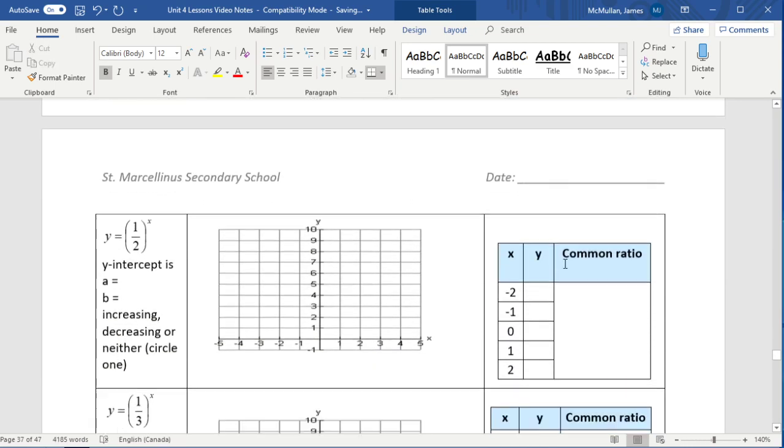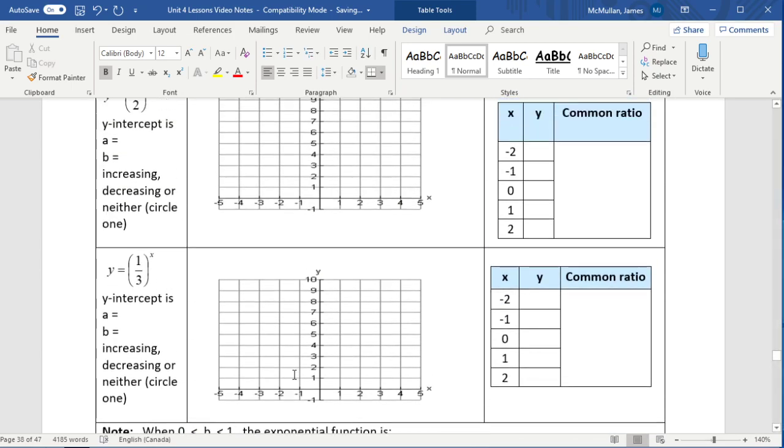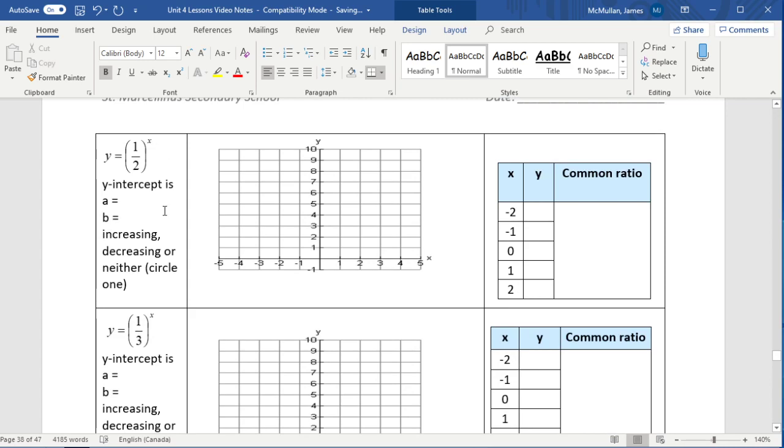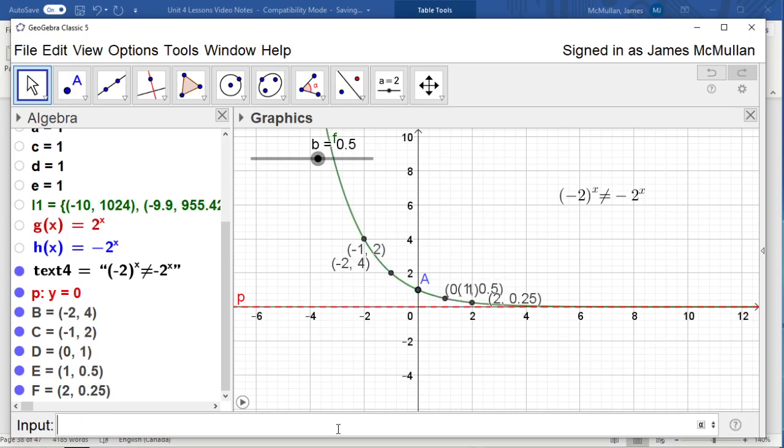Now down here, okay, we're going to look at a b value. So 2 questions where the b value is a fraction in between 0 and 1. So let's start with 1/2. So here b equals 0.5.